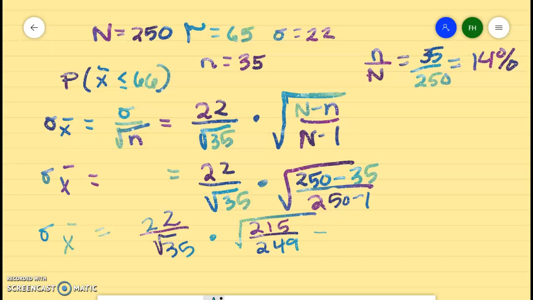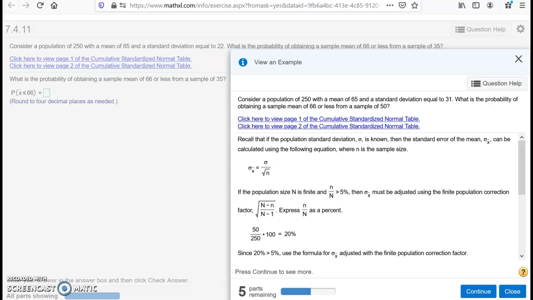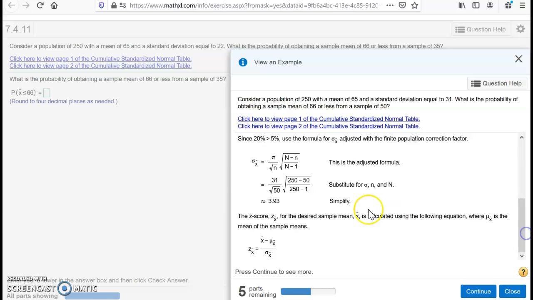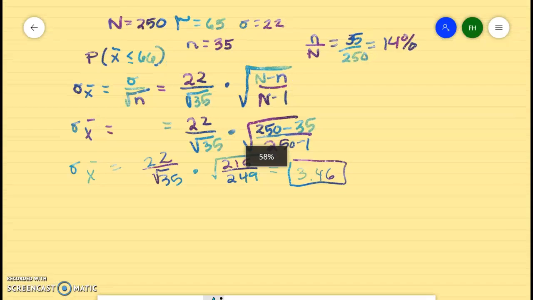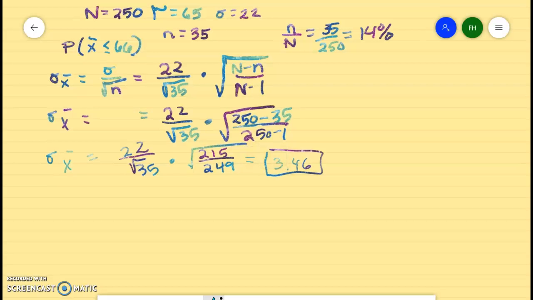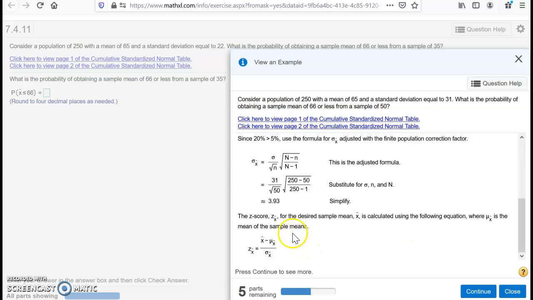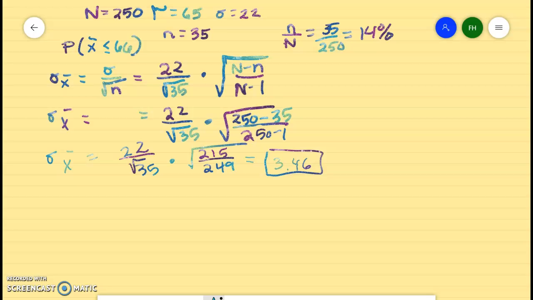Now, when you get this, you're going to get 3.4554. And I believe if you look at the example, because rounding is important, or you'll miss it, they want you to round this to the second decimal place, so you would get 3.46. So the standard error of the mean is 3.46. Now we can do the z-score, and this is a good way, if you view an example, to have your formula pulled up for you.